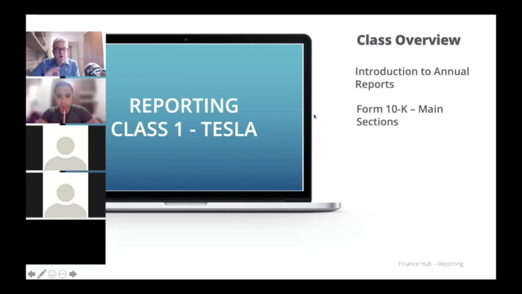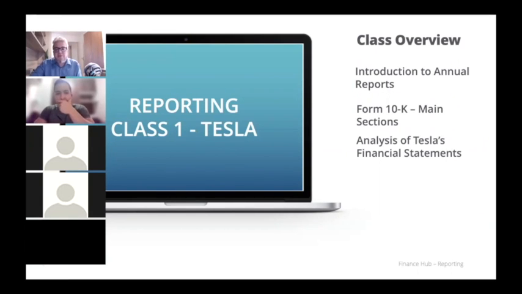After this, we are going to check what is called Form 10K. Form 10K is the name used for the annual reports of American companies that have stocks listed in the stock market. So I will explain in more detail, and we are going to see Tesla's Form 10K, that is basically Tesla's annual report. And then we are going to perform some analysis of Tesla's financial statements. And at the end of the class, I will open for questions and for discussion.